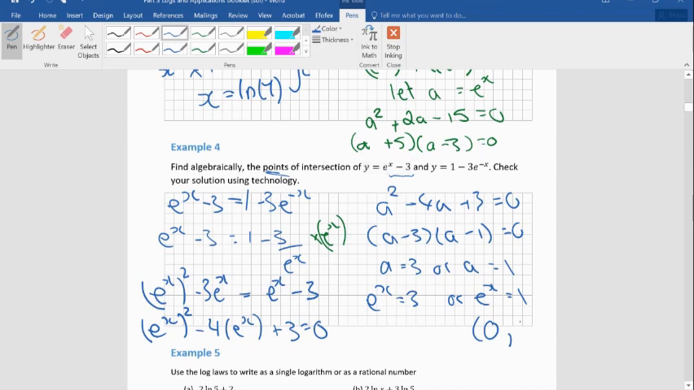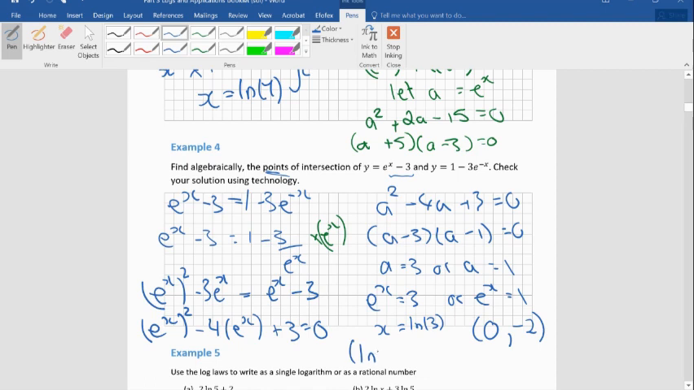1 take 3 is minus 2. All right. The second one, if you take the natural log of both sides, you'll get ln e to the x equals ln 3. Okay, so you would just get x equals ln 3.